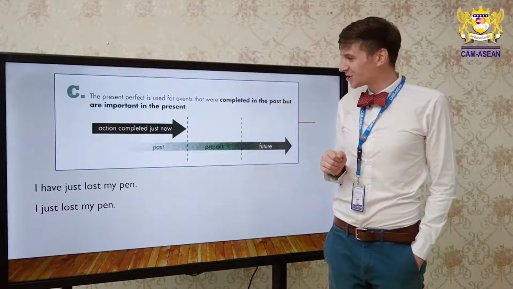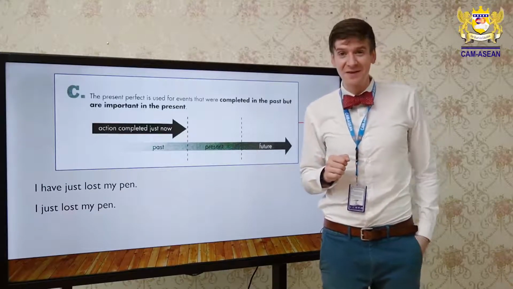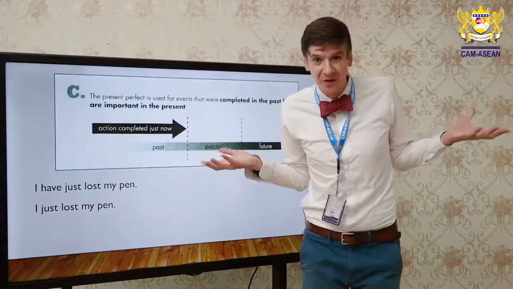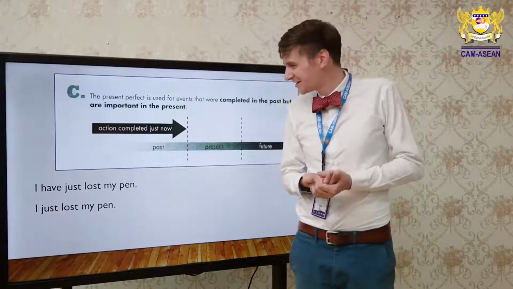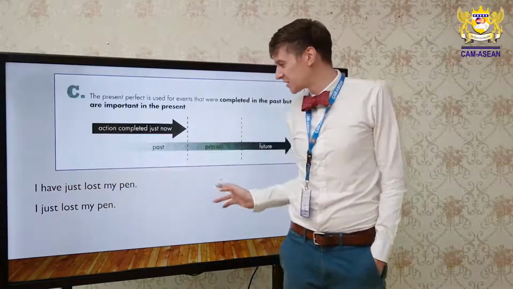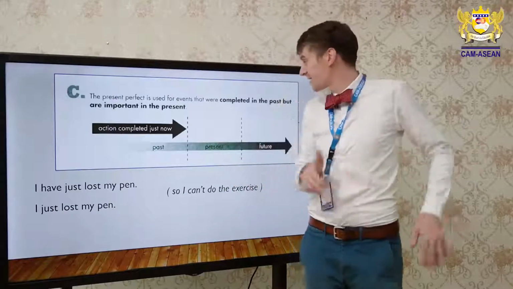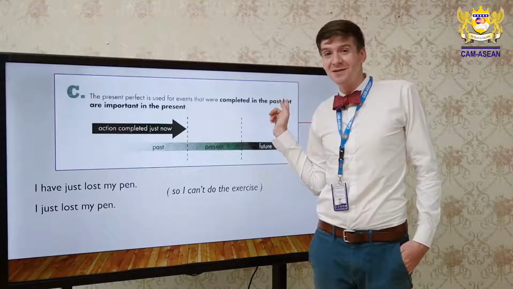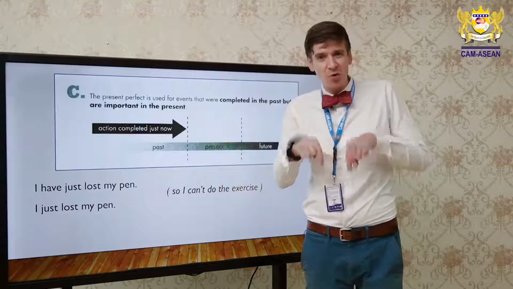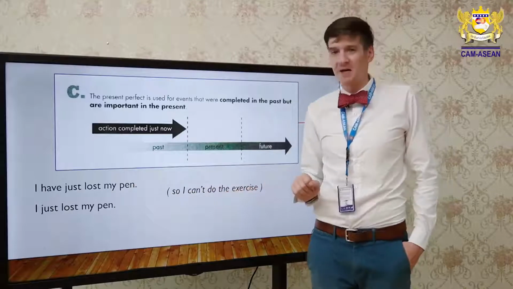I have just lost my pen. I just lost my pen. You guys, now this is easy. Now it's just like, which one has the have verb, you know? That's kind of what it is right now, right? I have just lost my pen, so I can't do the exercise. I lost my pen in the past. It happened in the past. But that information is important now. I have just lost my pen, so I can't do the exam.